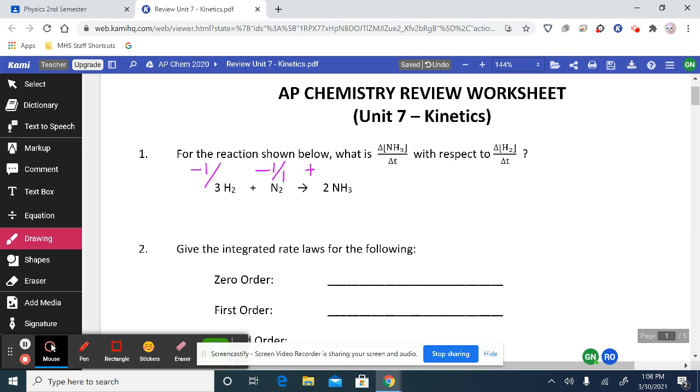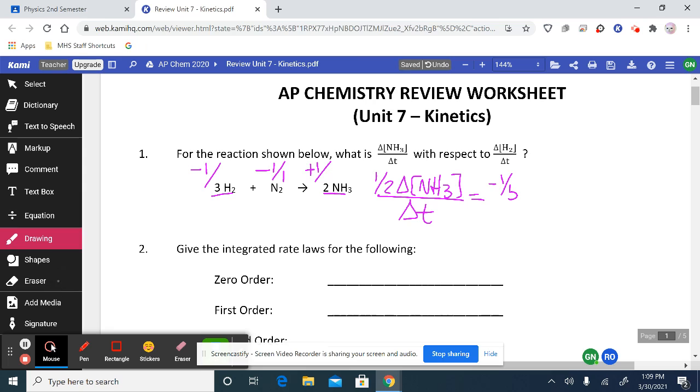It's positive for our product. Okay, and then we're only focusing on NH3 and H2, so we can ignore nitrogen here. I'm going to start with my NH3, and so my rate for NH3 would be equal to 1/2 delta concentration of NH3 over delta T. That would be equal to negative 1/3.